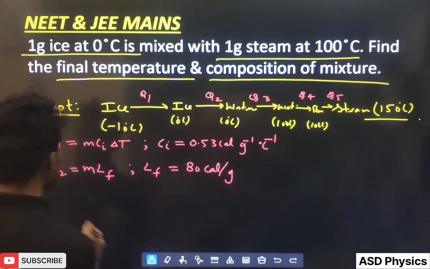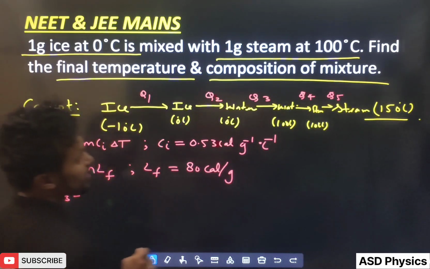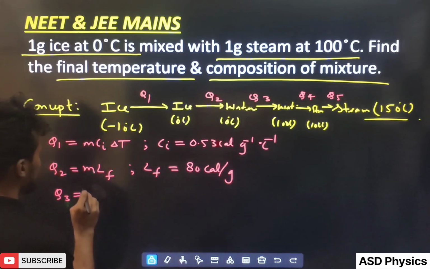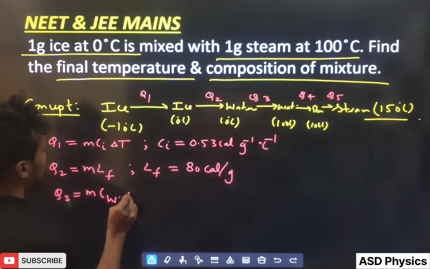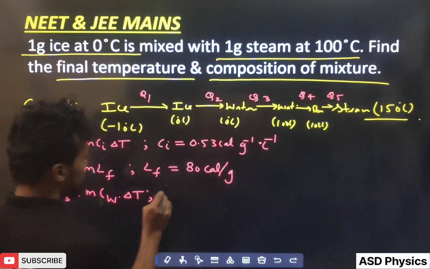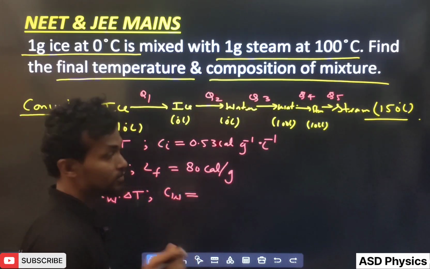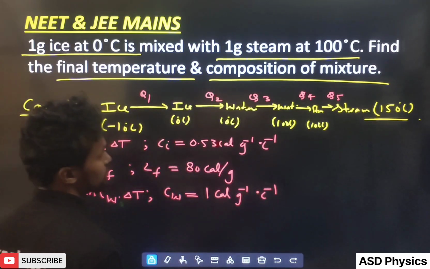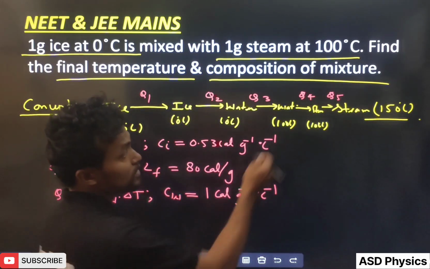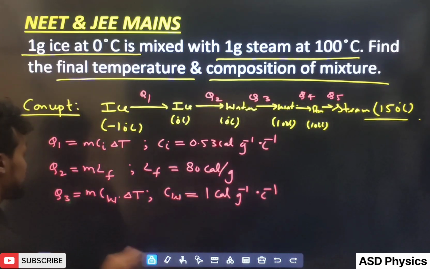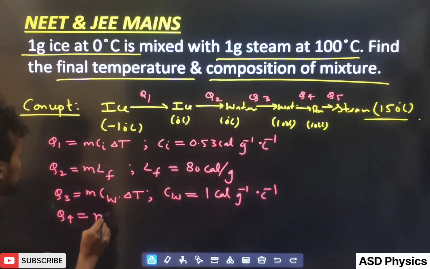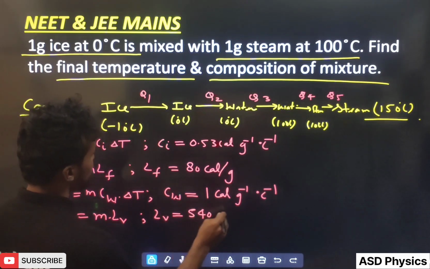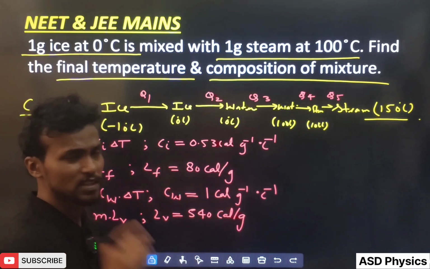Next, during Q3 what is happening? Water at 0 to water at 100. The state is not changing, temperature is changing. So here we have to use the formula m c_water delta T, and the specific heat capacity of water, very easy, we have to remember directly, 1 calorie per gram per degree Celsius. Next, Q4: water at 100 to steam at 100. Here the state is changing, so Q4 will be m L_V, and you know the L_V value: 540 calorie per gram. Sometimes they will tell 539 also, no problem.